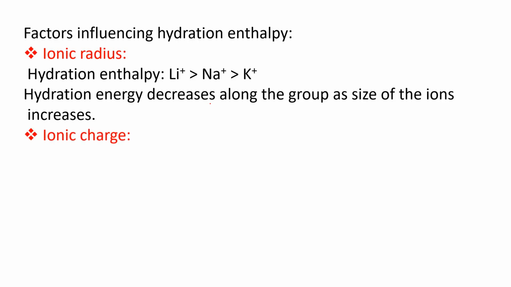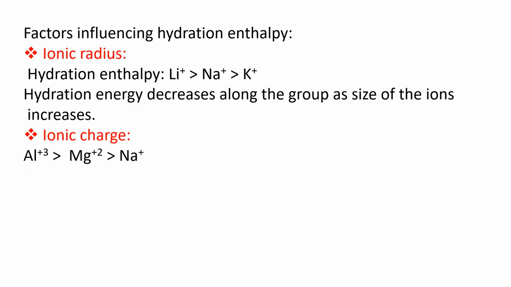Now coming to the ionic charge. Look at here. Aluminium plus 3 greater than magnesium plus 2 greater than sodium. Aluminium, magnesium, sodium, they are in the same period. Sodium first, then magnesium in the second group, then aluminium in the third group. Now, as you are going from left to right in the same period, that is sodium, then magnesium, then aluminium, what is happening? Number one, the radius is decreasing and charge is increasing. So overall charge density increases.